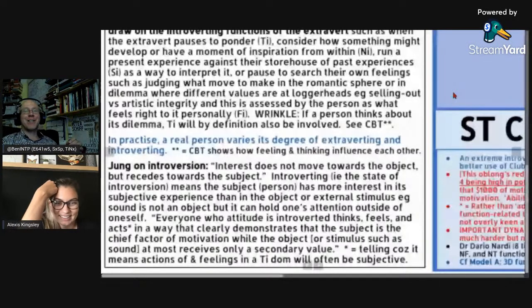Introverting, i.e. the state of introversion, means the subject person is more interested in its subjective experience than in the object or external stimulus, e.g. sound. It's not an object, but it can hold one's attention outside of oneself. Everyone whose attitude is introverted thinks, feels, and acts in a way that clearly demonstrates that the subject is the chief factor of motivation, while the object, or stimulus such as sound, at most receives only a secondary value. Telling, because it means actions and feelings, and a TI dom will often be subject.